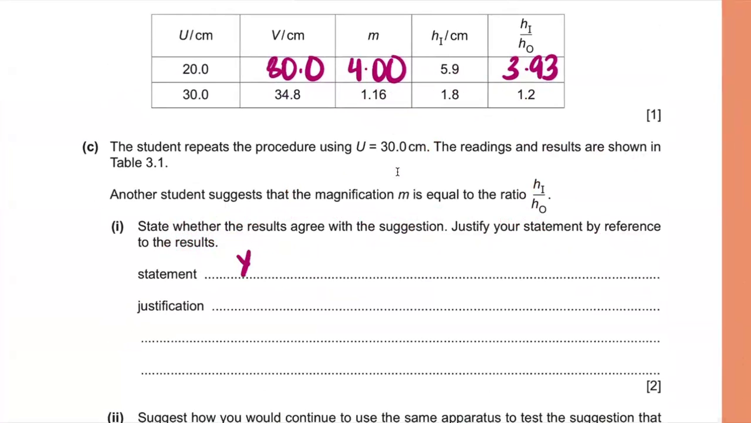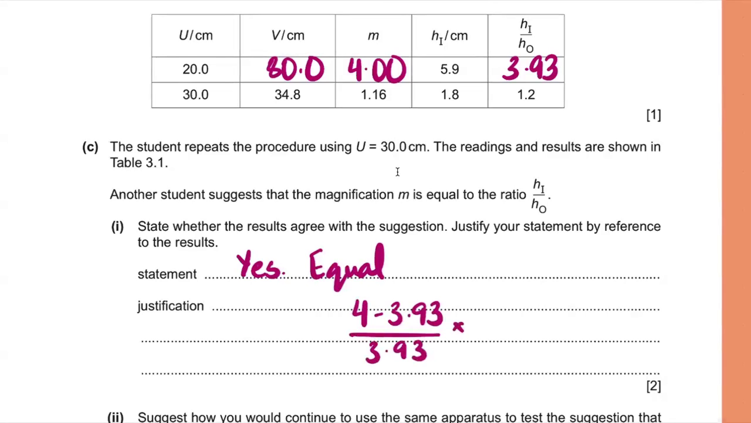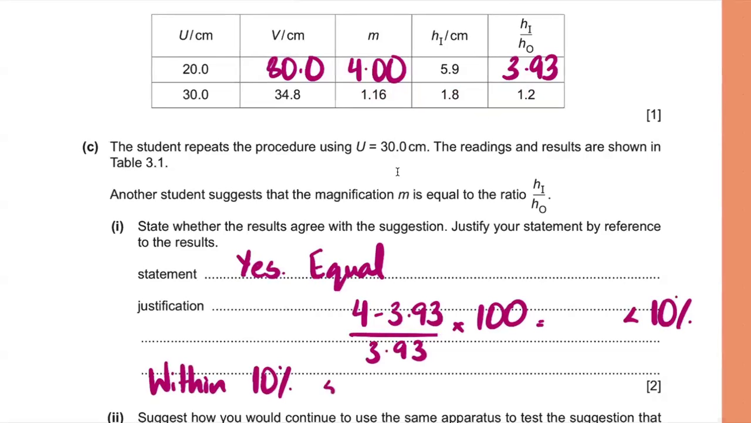So I can visually see, and my calculations will show that yes, they are equal. So yes, they are equal, and I'll use the percentage difference idea here. So if I do 4 minus 3.93 divided by 3.93, times 100, I'm very certain my answer is going to be less than 10%, right? So I can say that these values are within 10%, so equal. I could have also done the same thing with the second set of values. So within 10%, so equal.